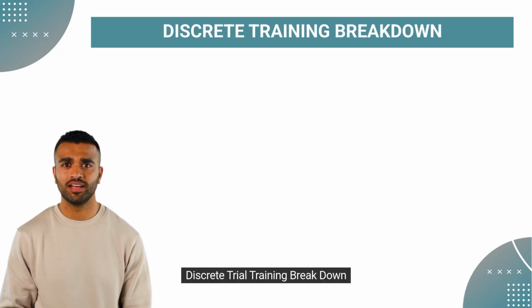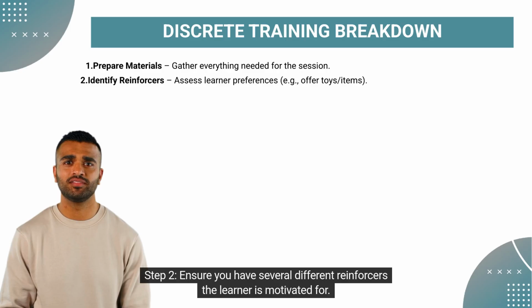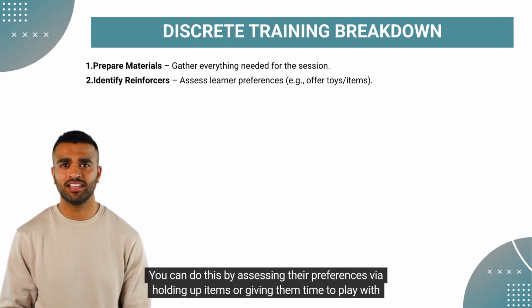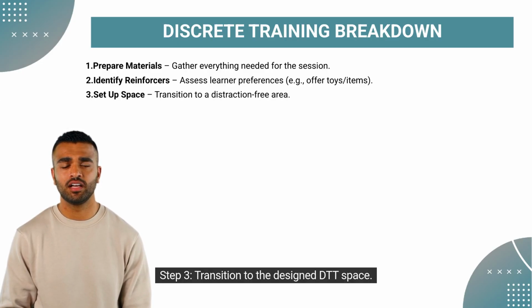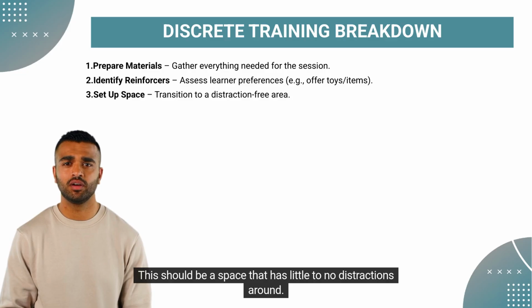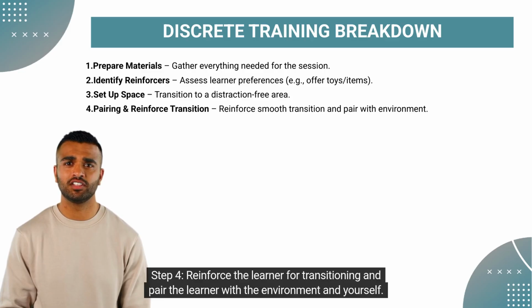Discrete trial training breakdown. Step 1. Get all your needed materials to run the DTT session. Step 2. Ensure you have several different reinforcers the learner is motivated for. You can do this by assessing their preferences via holding up items or giving them time to play with toys or items and seeing which ones they play with most. Step 3. Transition to the designated DTT space. This should be a space that has little to no distractions around. Step 4. Reinforce the learner for transitioning and pair the learner with the environment and yourself.